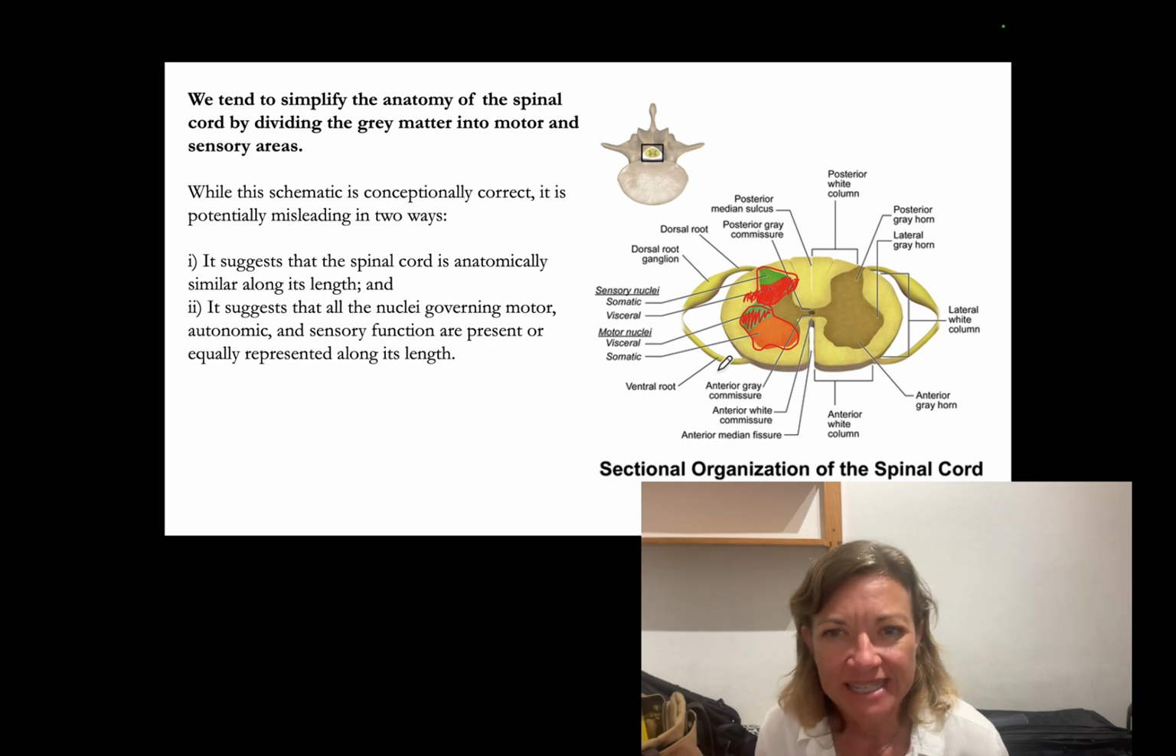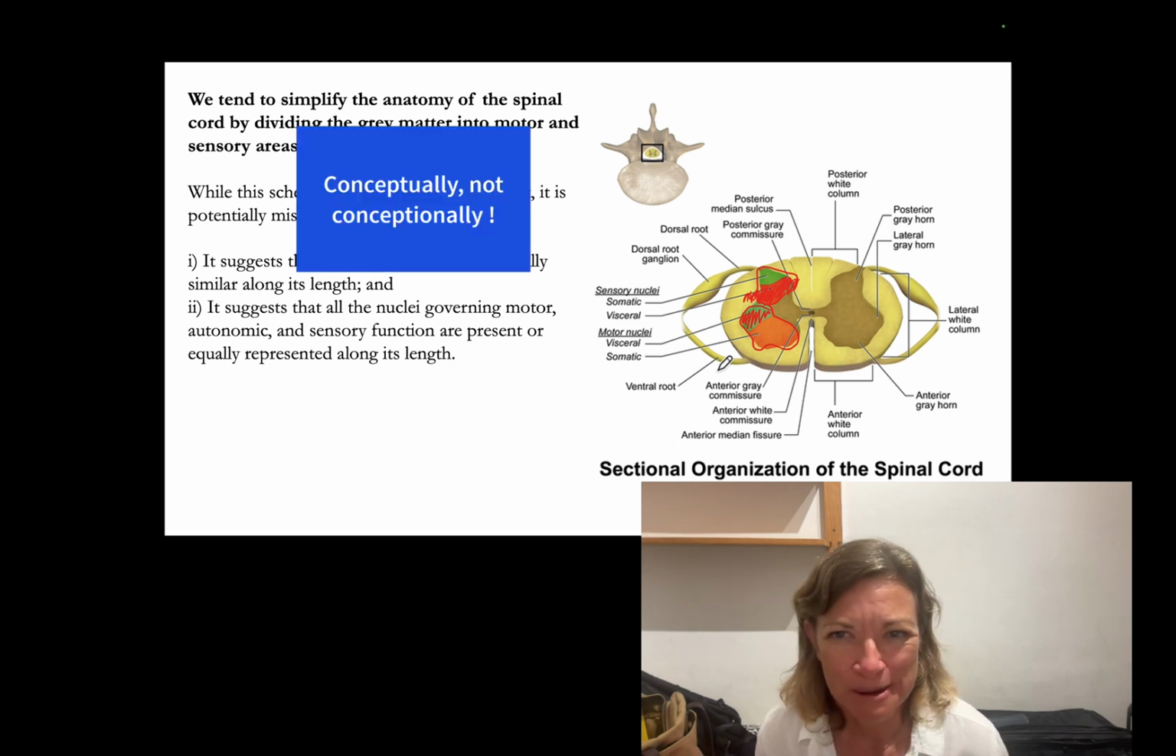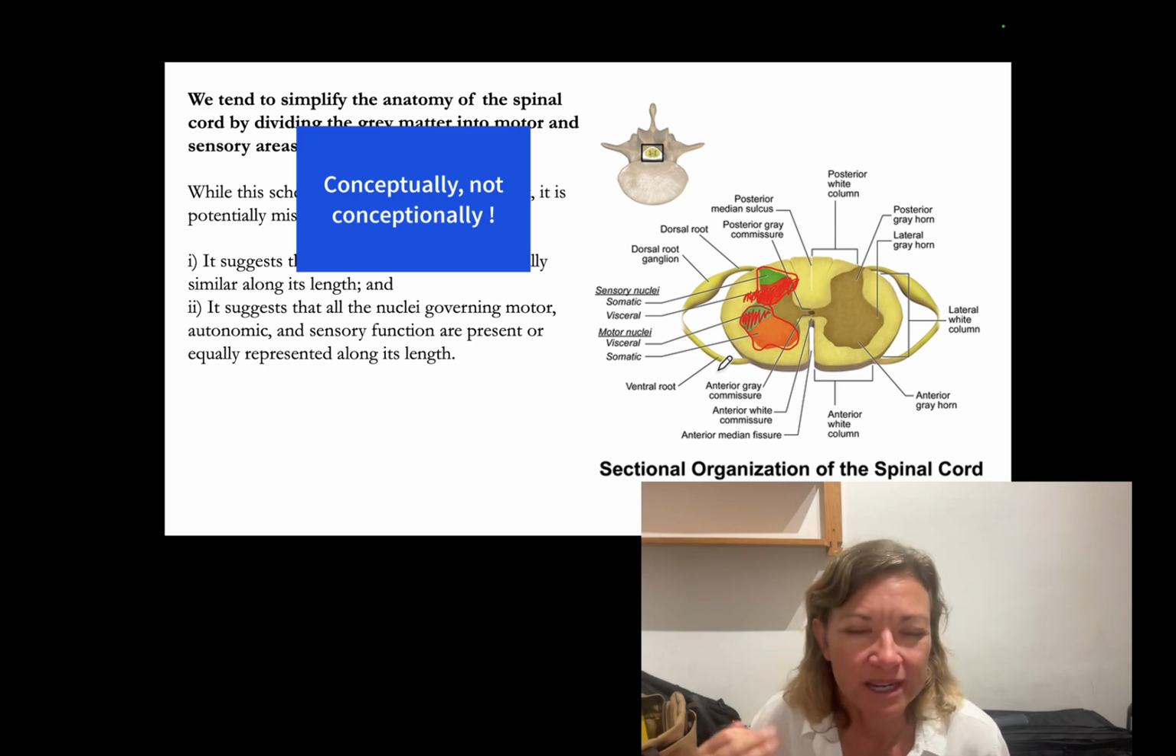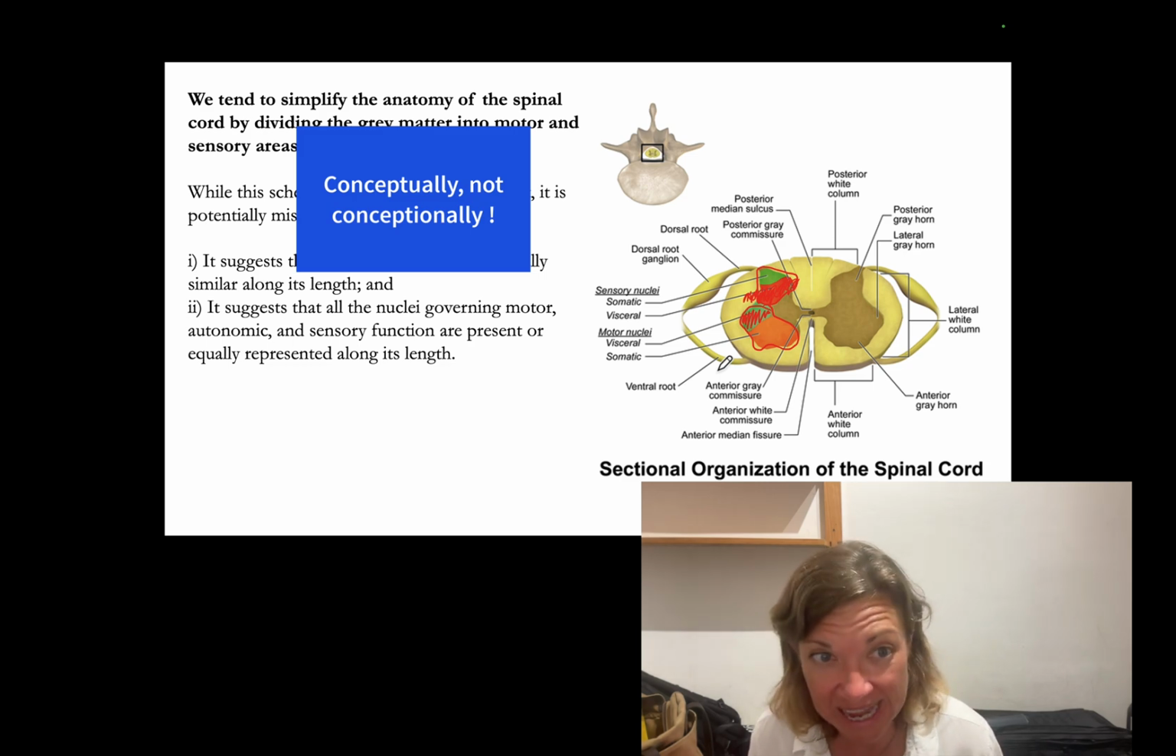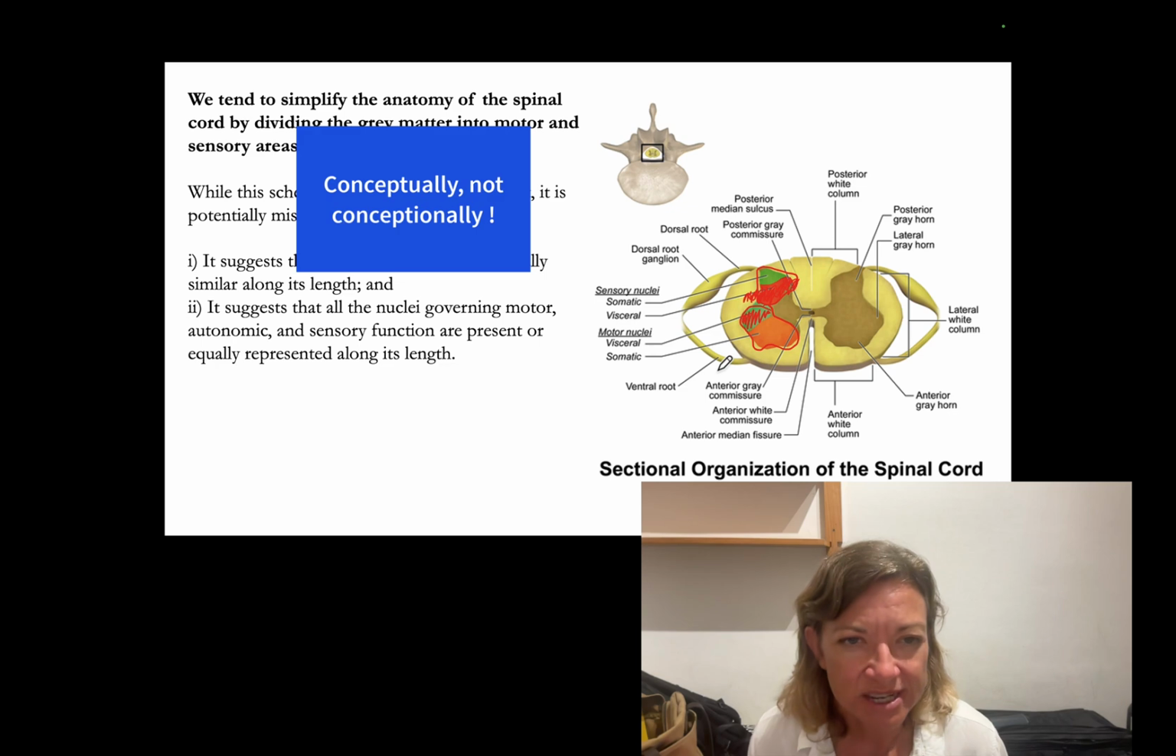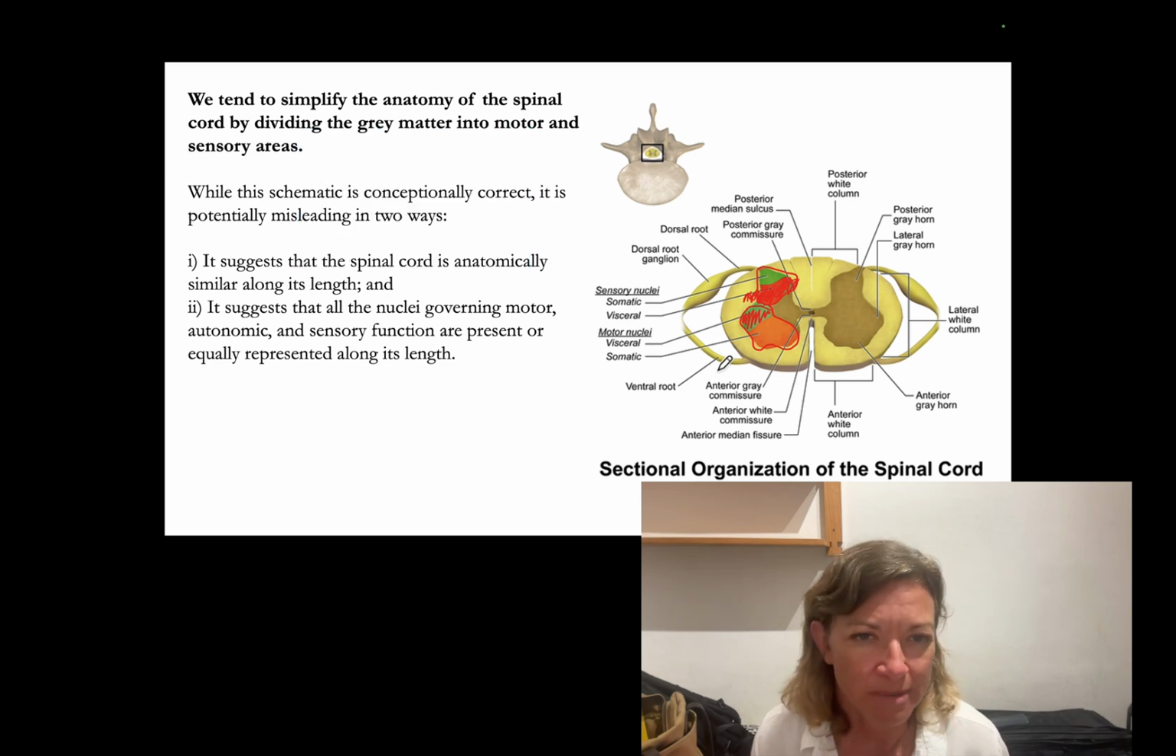Now the schematic is conceptually correct, but it doesn't actually represent an accurate slice at any location along the spinal cord. Here's what's wrong. The schematic suggests that the spinal cord is anatomically similar along its length, and it suggests that all the nuclei governing motor, autonomic, and sensory function are present or equally represented along its length. And both of those are incorrect.